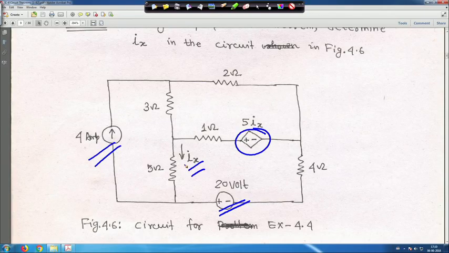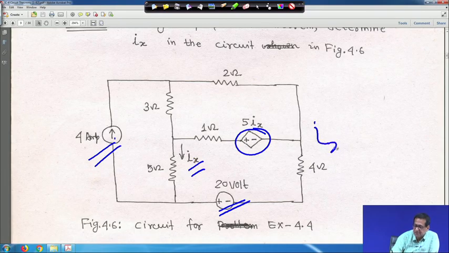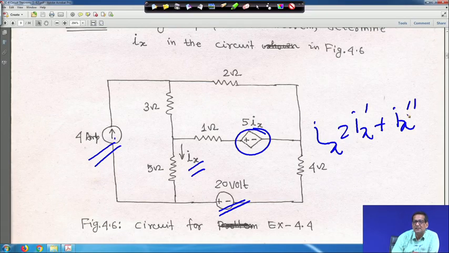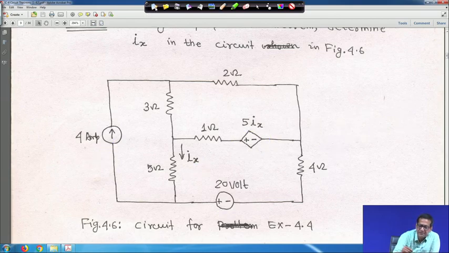So, in that case what we will do is consider one source at a time. Once we will consider this voltage source, once we consider the current source. When we consider the voltage source, the current source will be open; when we consider the current source, the voltage source will be shorted. But at that time in each case Ix will change. So, Ix will become Ix dash plus Ix double dash. So, how? Let us see.